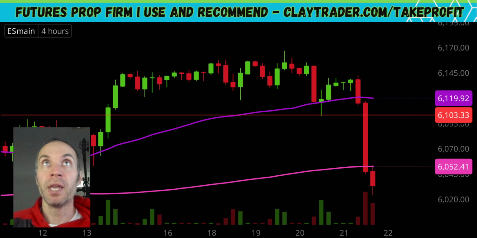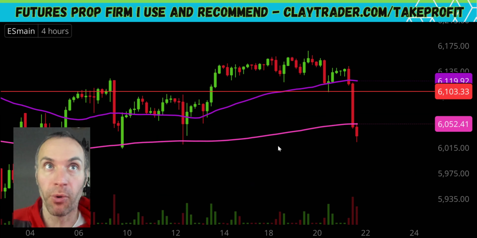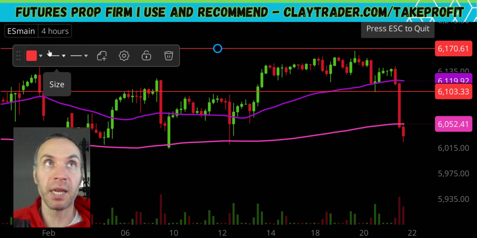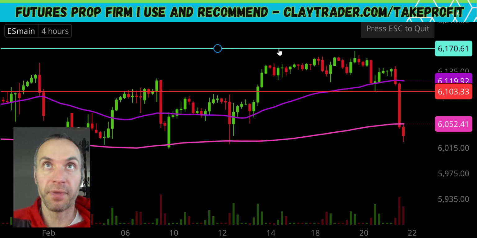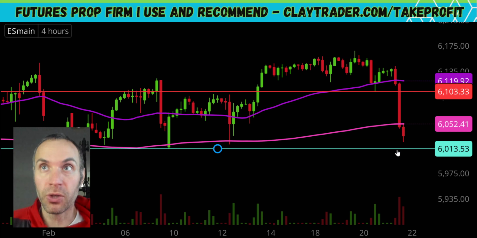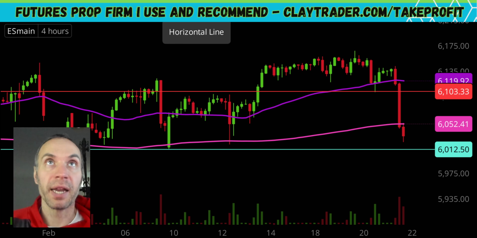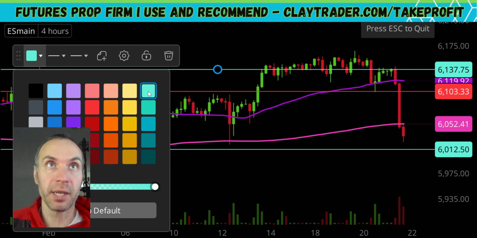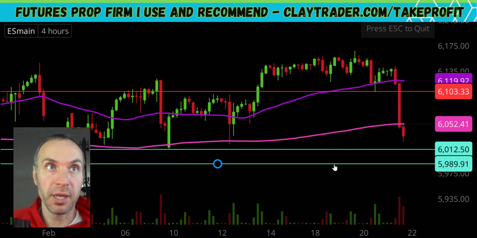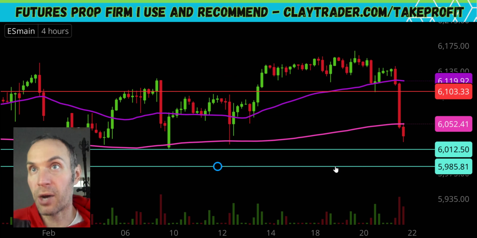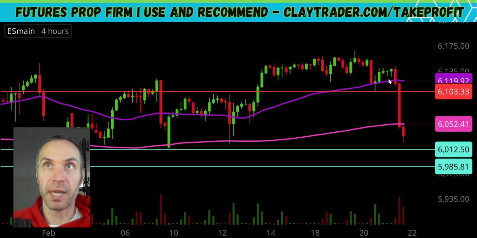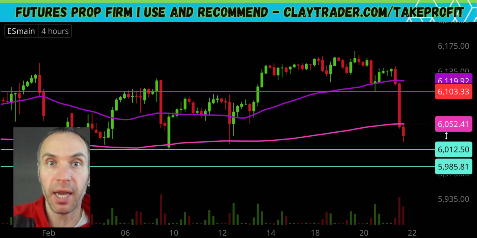In terms of next potential areas of support, the next main level that stands out to me where the price could very possibly drift down to is right there at the 60.12 mark. And if 60.12 doesn't hold up in the next session, then momentum could carry it down very realistically to right around the 59.85 mark. But yeah, this seller showed up in a big way today.